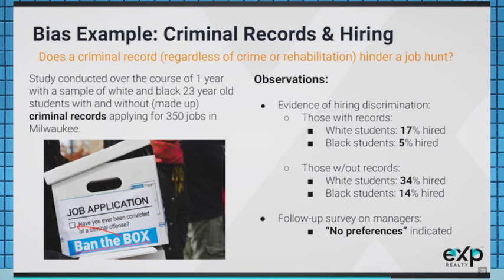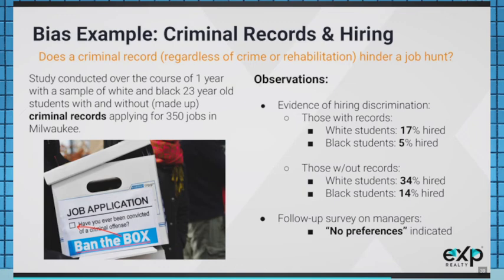Here's an example of bias. Criminal records and hiring. Does a criminal record, regardless of crime or rehabilitation, hinder a job hunt? Studies conducted over the course of a year with a sample of white and Black 23-year-old students with and without made-up criminal records. They applied for 350 jobs in Milwaukee. Evidence of hiring discrimination shows that 17% of the white students were still hired, and 5% of the Black students were hired with a criminal record.